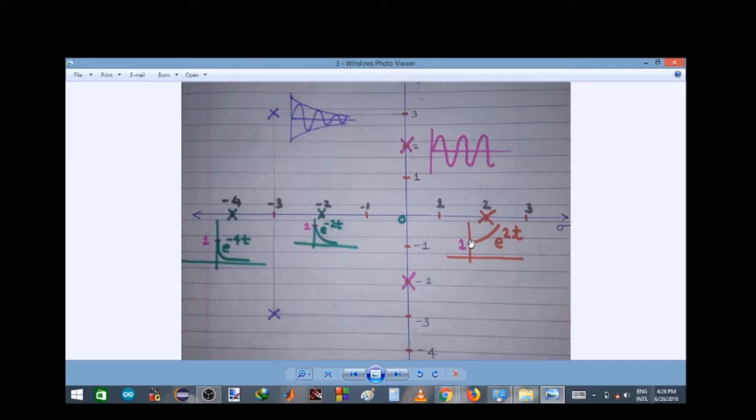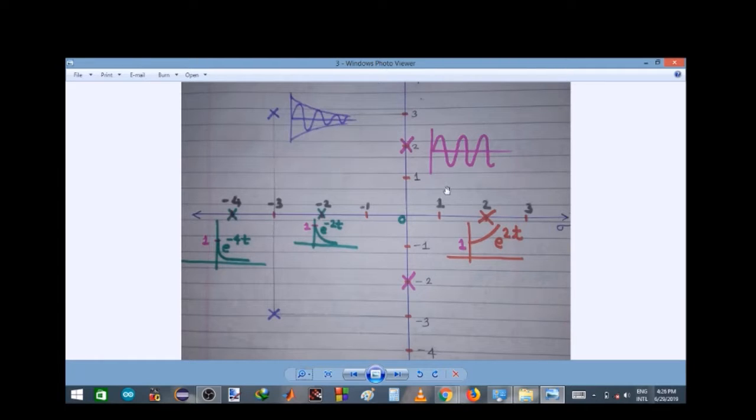And please see that this function e to the power 2t does not have an upper bound. What does it mean? It means that as t tends to infinity, this e to the power 2t also tends to infinity. So it is unstable. Whereas this e to the power minus 2t, as t tends to infinity, goes to 0.